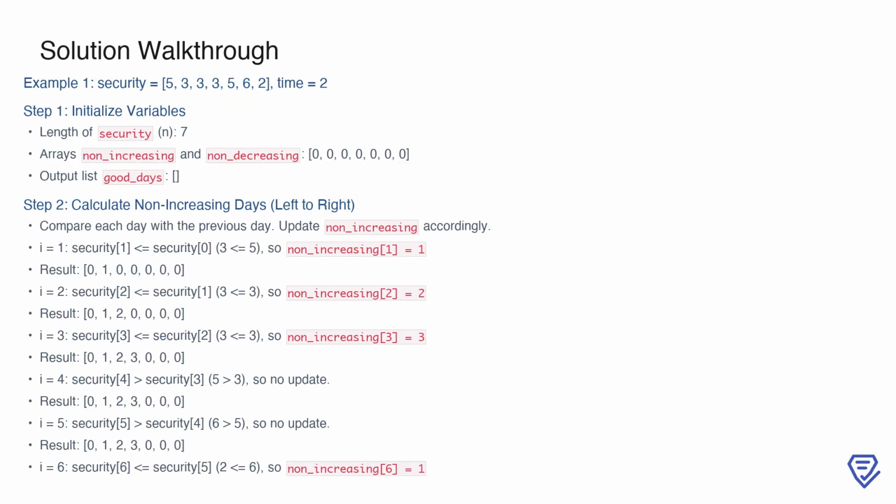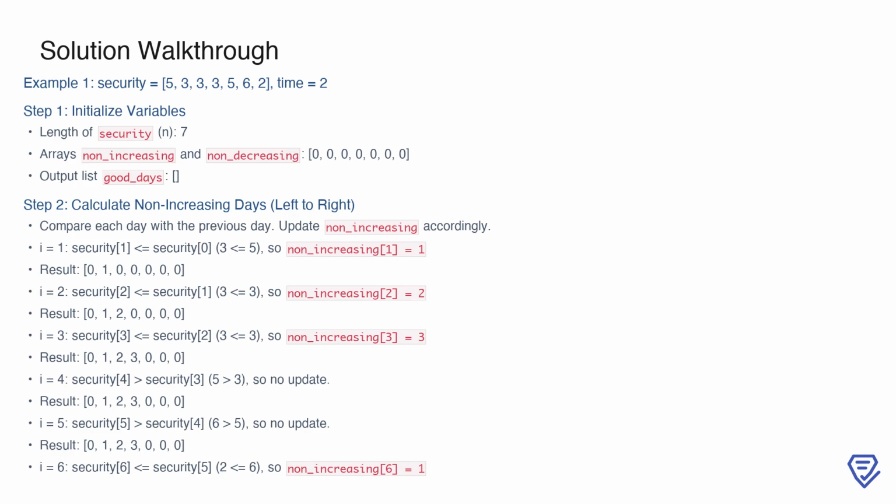To solve this problem, we start by initializing a few variables. The length of the security array is 7, and we create two helper arrays, non-increasing and non-decreasing, both initialized to all zeros. These will help us track the number of consecutive days with non-increasing and non-decreasing security levels, respectively. Additionally, we initialize an empty list good_days to store the final output.